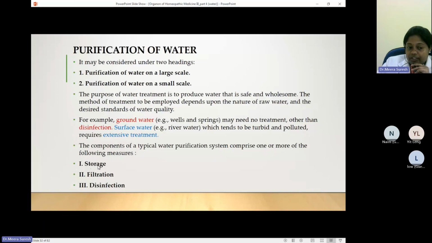There will be an initial storage, then there will be a filtration mechanism, and then the process of disinfection. So these are the basic purification system steps: initially storage, then filtration, and the third one is disinfection. In the case of groundwater, they may not need the storage and filtration, they require only the third process, disinfection. But in the case of surface water, obviously the water has to go through all these steps.